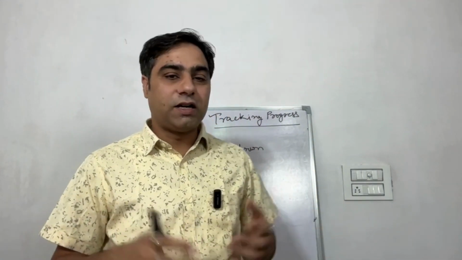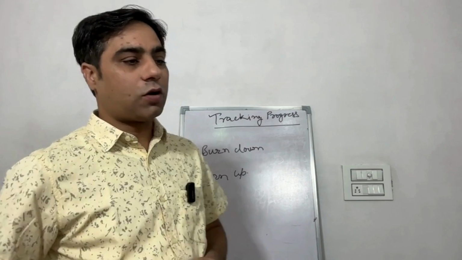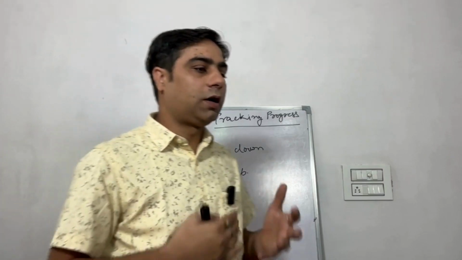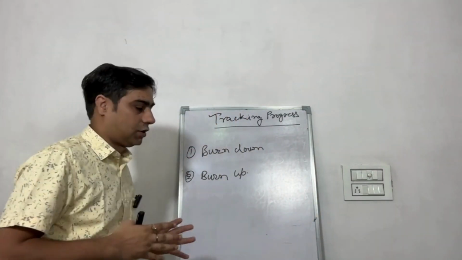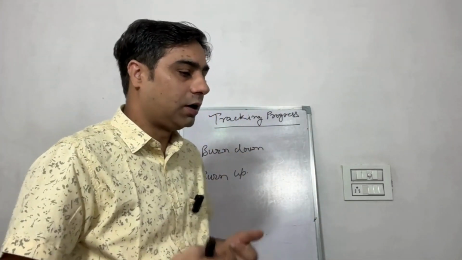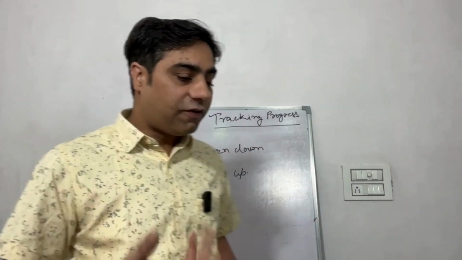Okay, so let's go ahead and discuss today's topic, that is tracking progress. There are multiple ways to track progress, but most importantly we track the progress with our burndown chart and burnup chart. We are going to discuss them one by one, but I'm going to discuss sprint and release, because this is very important in terms of sprint and in terms of release. So first is burn down.